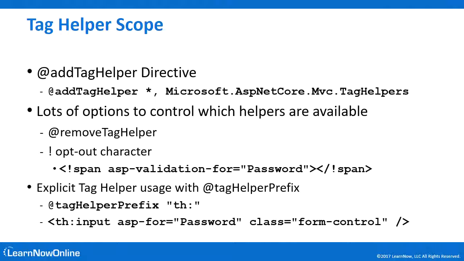And there's an example of using it. So if I include the tag helper prefix and define the prefix as th:, then I would need to use th: on every element within that view or collection of views, depending on where you define the tag helper prefix. You'd have to use th: on every element that you want to use as a tag helper. Anywhere you don't use it, it will be treated as a regular HTML element.